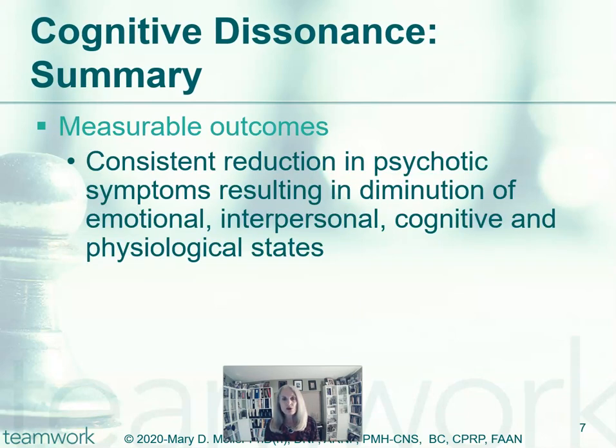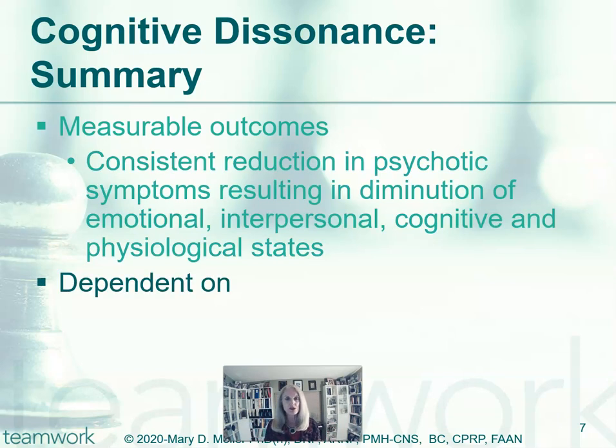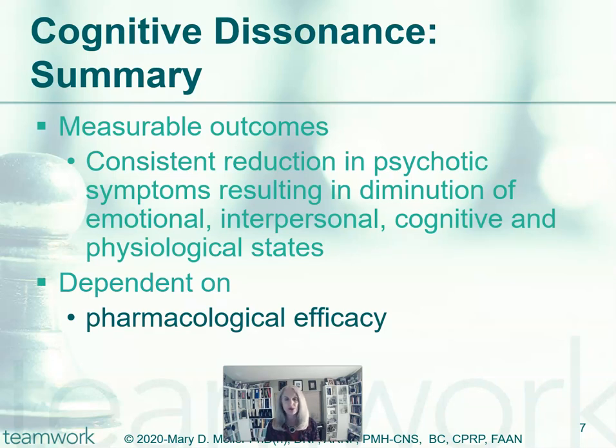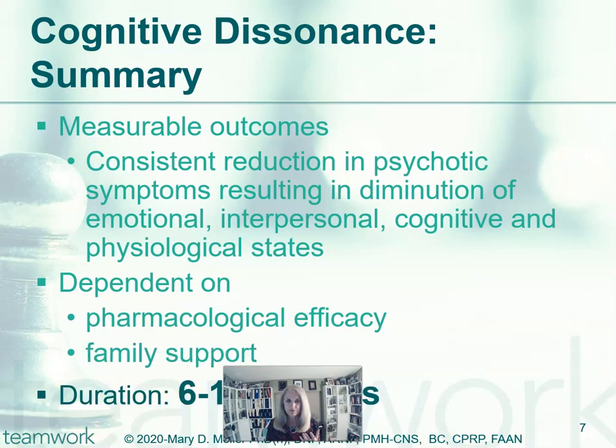So the measurable outcomes that we're looking for in this phase is a consistent reduction in the psychotic symptoms, resulting in a lessening or a diminution. Certainly not an elimination, but just can we get these symptoms reined in of their emotional, interpersonal, cognitive, and physiological states. But this is dependent upon, number 1, hopefully there's a medication response and that acute psychosis is slammed down. And there's family support. This is 6 to 12 months.